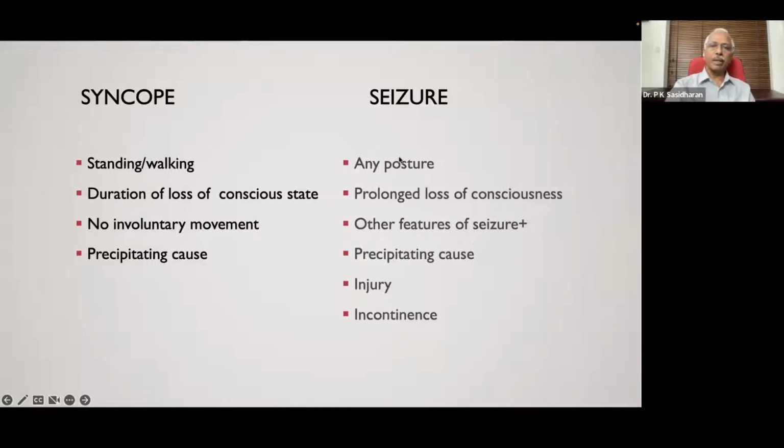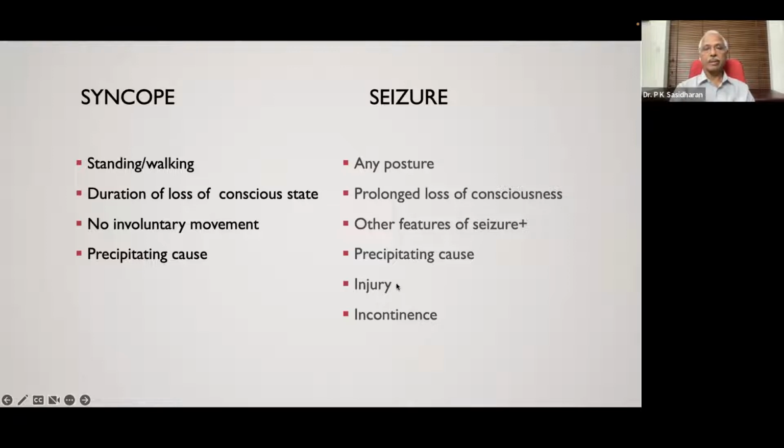As compared to that, a seizure can occur in any posture. And you will usually get a history of prolonged loss of consciousness, especially in the generalized tonic-clonic seizures. The loss of consciousness is a little more prolonged, and other features of seizure will be there, like the involuntary movement, tonic posture followed by the clonic posture, followed by the conscious state. That sequence of events is very clear. And again, you might get a precipitating cause for seizures that we will discuss as we go on.